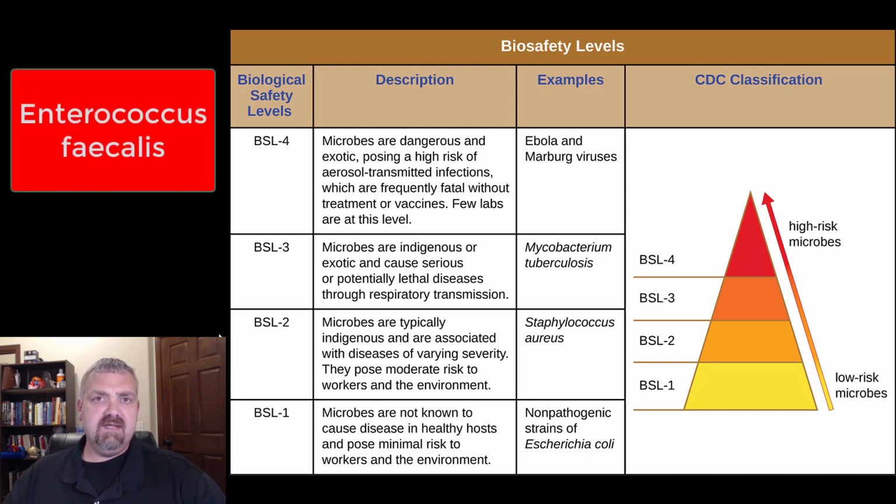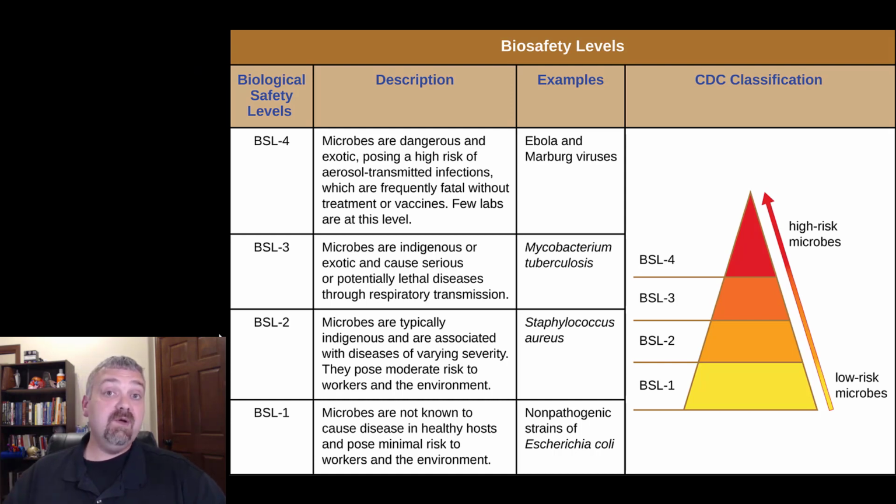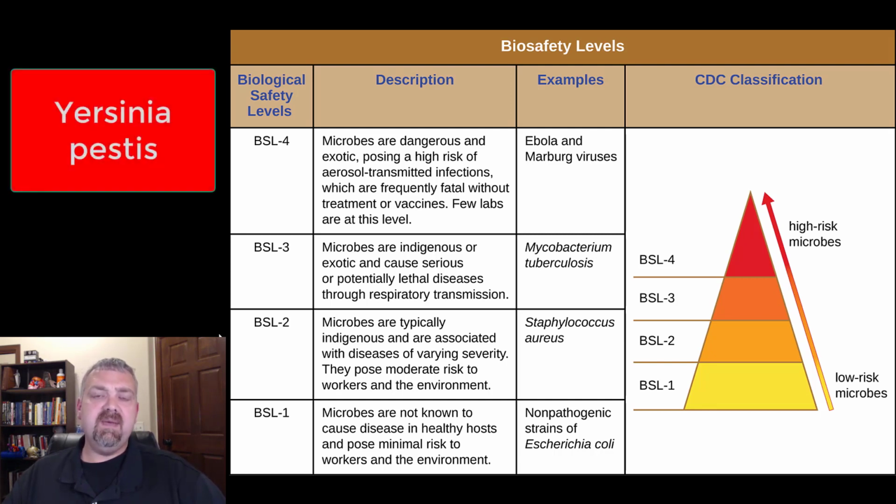Another good example is Enterococcus faecalis. This is becoming a much more serious nosocomial or healthcare associated infection, but working in the lab, it's still classified as the BSL-2 level. Okay, BSL-3 organisms, biosafety level 3, microbes are indigenous or exotic and cause serious or potentially lethal diseases through respiratory transmission. So obviously you need to be super careful here, taking extra precautions to make sure you don't breathe them in. But these are generally diseases where there are treatments available, there are vaccines, this type of thing. So the example here is Mycobacterium tuberculosis. Another example of a BSL-3 organism would be Yersinia pestis, which is the cause of the plague, the Black Death. Nobody wants to get that.